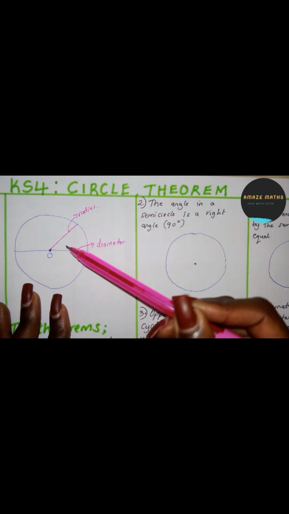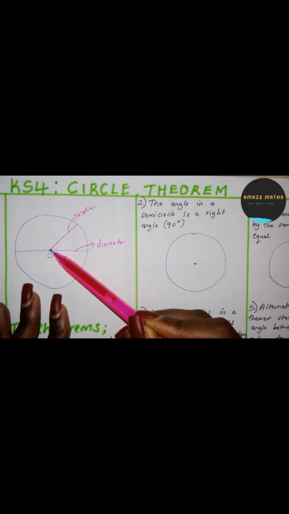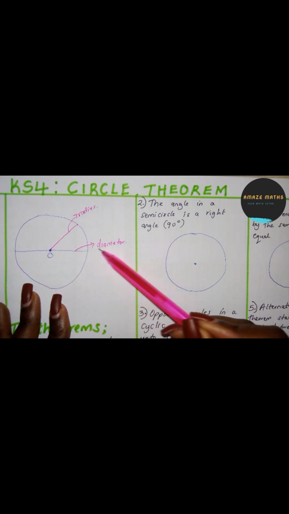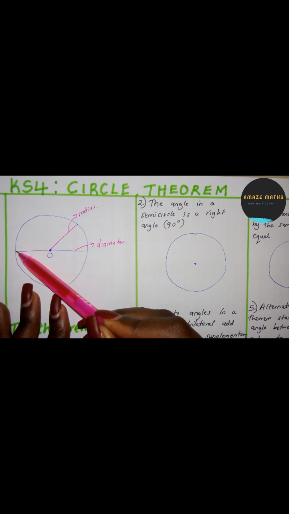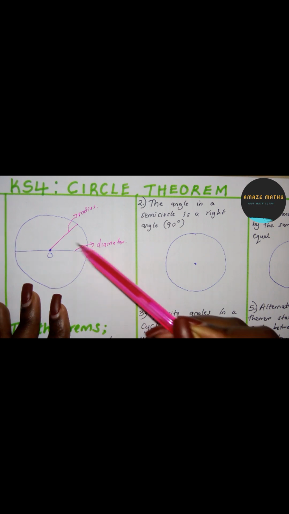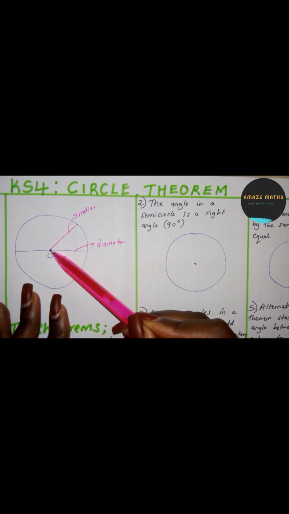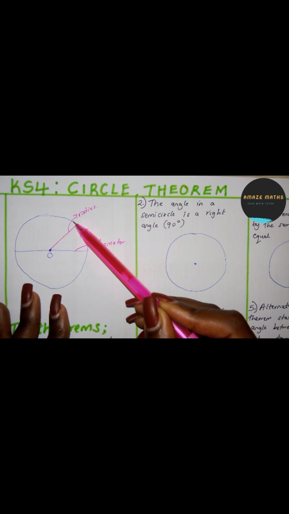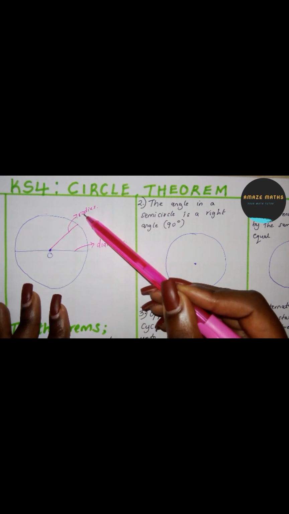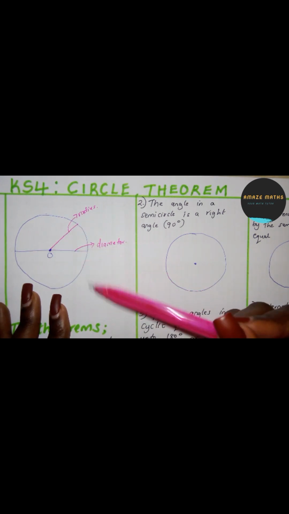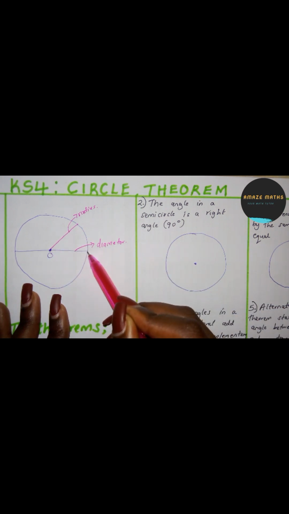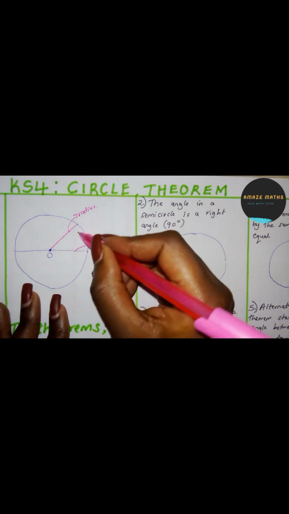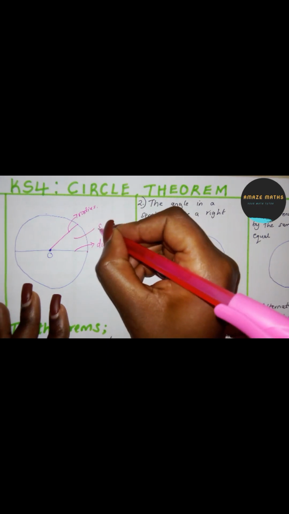So we have a circle, and this one is called the center of the circle. A line that cuts the circle into two halves is called a diameter. From here to here is the diameter, and half of it, from the center of the circle to any point on the circumference, is called the radius. Now this section that is formed between two radii, because from here to here is also another radius, is called a sector.